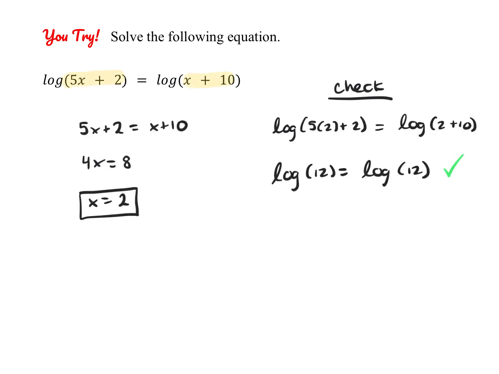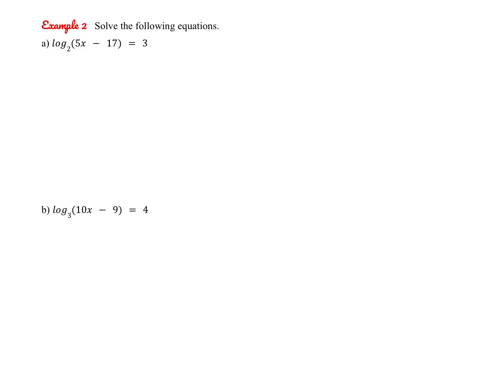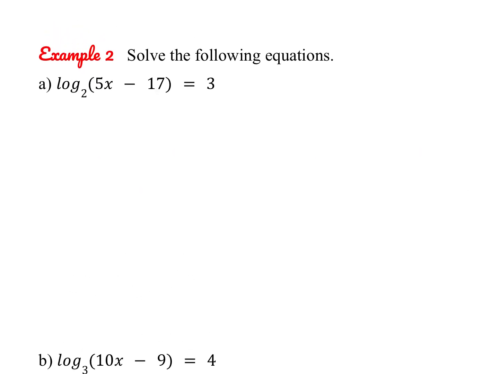All right, so here we have two base 10 logarithms. These are common logs equal to each other. So the insides must be equal based on logic. We get x equals 2, and a quick little double check will confirm our answer. All right, let's try a couple more together.